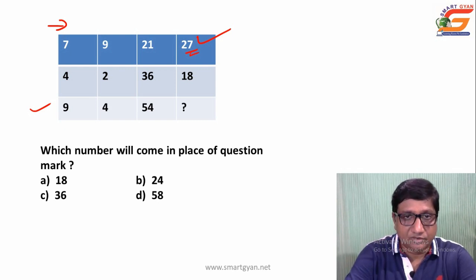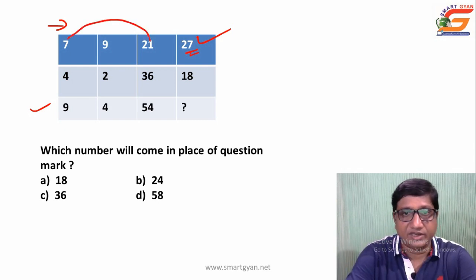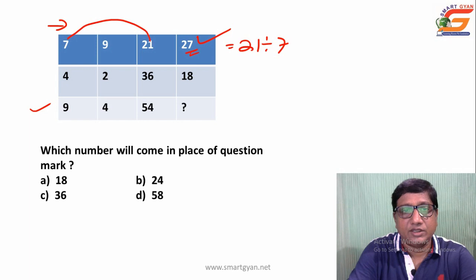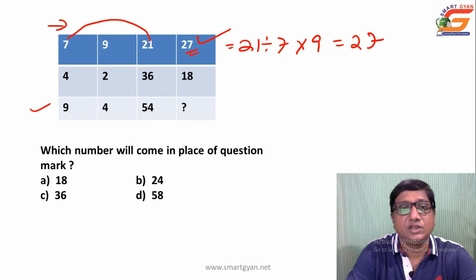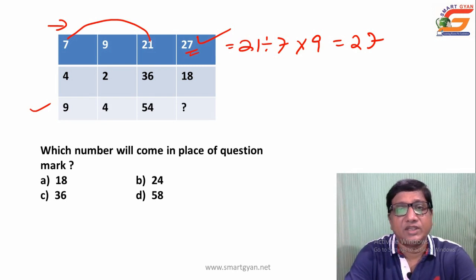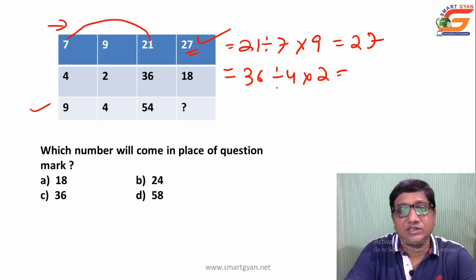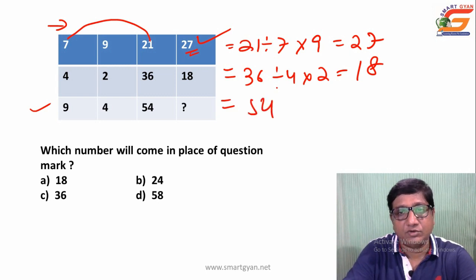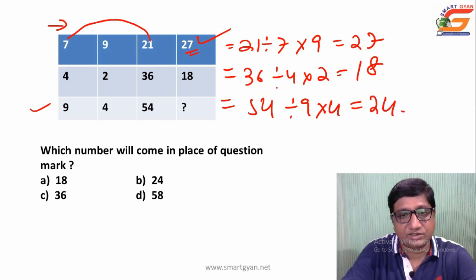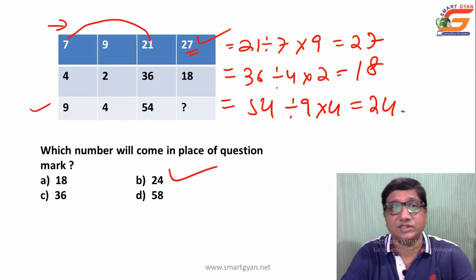If you carefully observe, this column is 21 divided by 7 into 9 is equal to 27. Yes, 21 divided by 7 is 3, into 9, 27. Then the second, 36 divided by 9 into 2, that is 18. Then the third one, 54 divided by 9 is 6, into 4 is equal to 24. Yes, choice B is your answer.